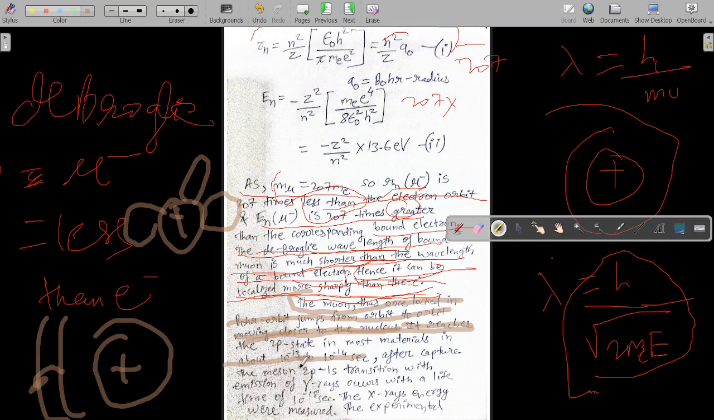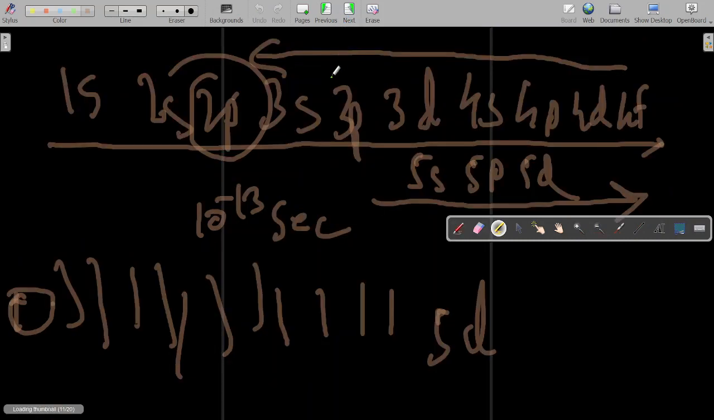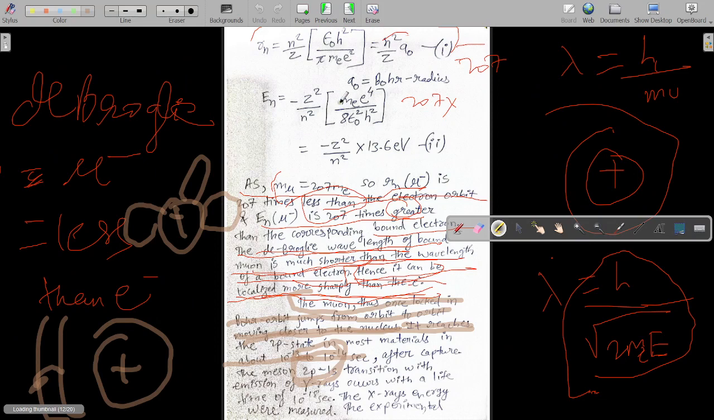After capture, the meson undergoes the 2p to 1s transition with emission of gamma rays. Over here, the 2p to 1s transition will occur, and when it occurs, emission of gamma rays takes place. Over here it is written: gamma rays emission occurs with a lifetime of 10 to the power minus 18 seconds.